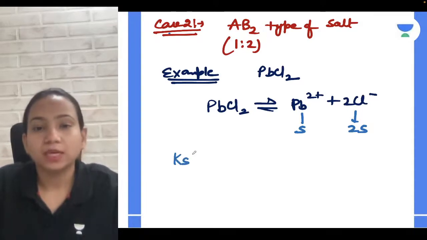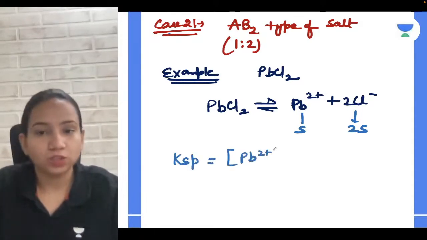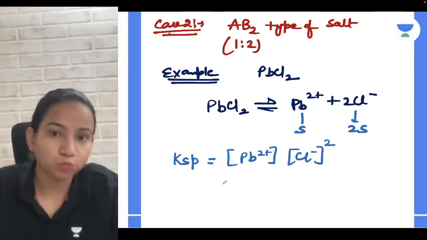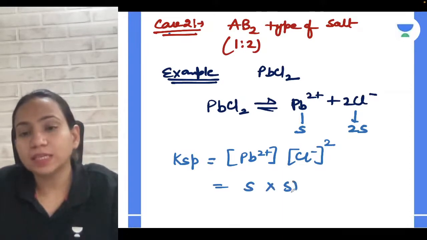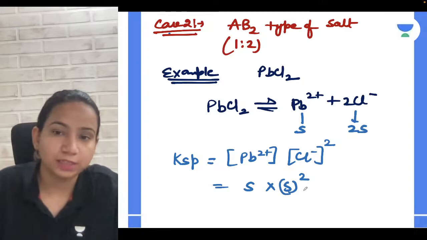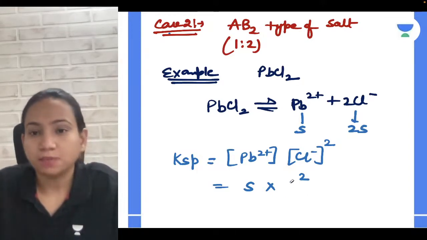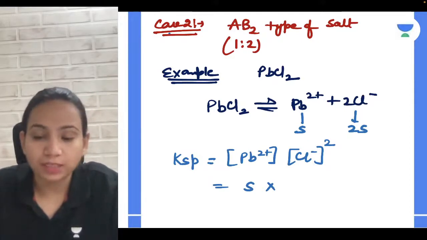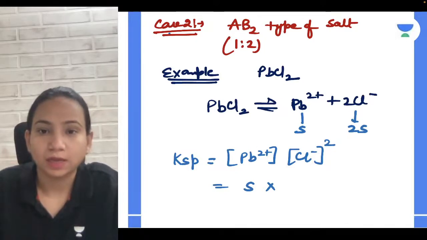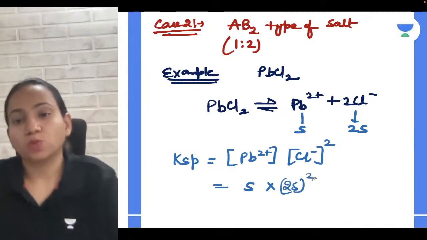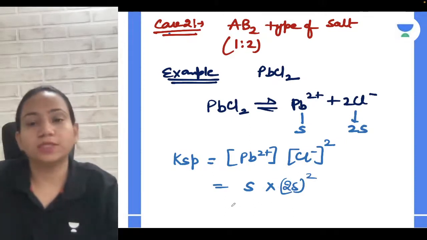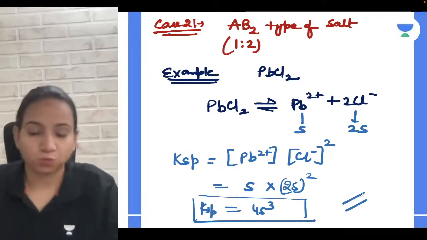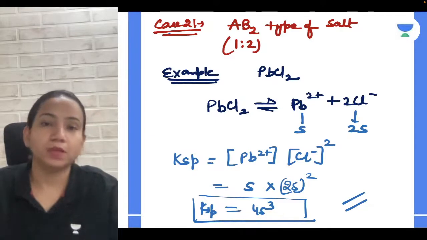Correct. What is the KSP? We'll write Pb2+ ion concentration into Cl minus ion concentration to the power 2. So Pb2+ I consider as S, Cl minus as 2S, and to the power 2. So what I will get? Cl minus is 2S concentration that we related with the solubility. So it is going to be 2S to the power 2. So 4S square into S, so you will get 4S cube. So here in this case you will have KSP is equal to 4S cube. I hope everyone is clear. It's simple.